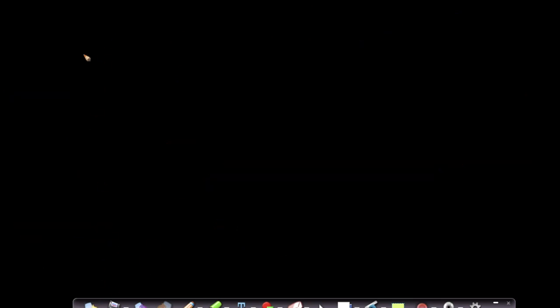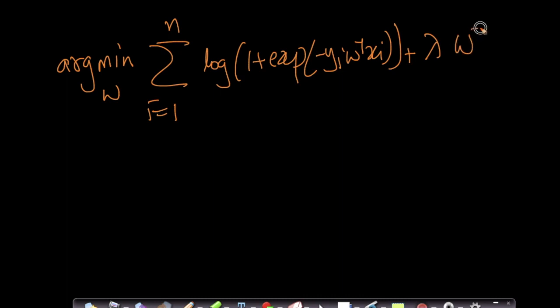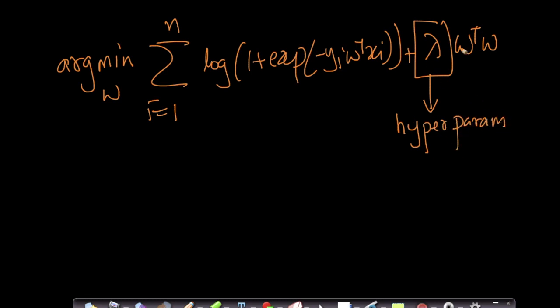So in this optimization problem that we are solving, summation i equals 1 to n of log of 1 plus exp of minus yi w transpose xi, plus lambda times w transpose w, that is your regularization term. Then you might ask, what is lambda here? Lambda here is the hyperparameter. It's not given to us.